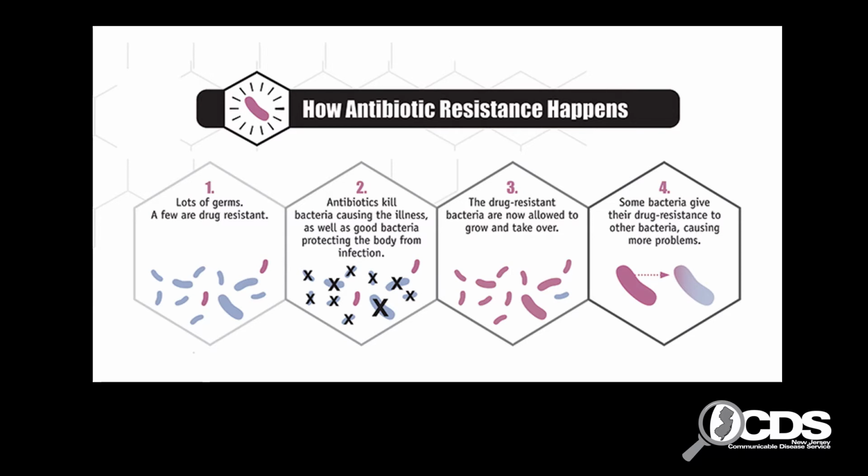Antibiotic resistance is the ability of bacteria to resist the effects of an antibiotic. Here in this image, you can see how antibiotic resistance occurs. First, during an infection, there are lots of germs, and a few, depicted in red, are resistant to drugs. When a patient starts taking antibiotics to kill the bacteria that are causing the illness, the body's good bacteria, which protect us from infections, are also killed. When the body's good bacteria are killed, the drug-resistant bacteria are able to grow and multiply. The problem continues further because some bacteria have the ability to give their drug resistance genes to other bacteria, which creates even more drug resistance.